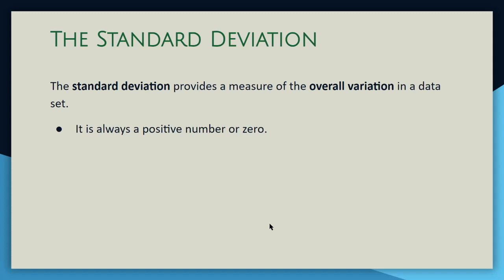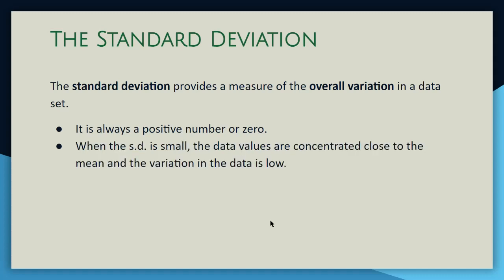Because it is based on the idea of distance from the mean, and distance is always positive or 0, your standard deviation is also always going to be positive or 0. And when the standard deviation, or SD for short, is small, that tells us that the data values in the set are kind of clustered pretty close to the mean, and the overall variation in the data set is low. So the data set's not very spread out. It's not taking up a huge amount of room on a number line.